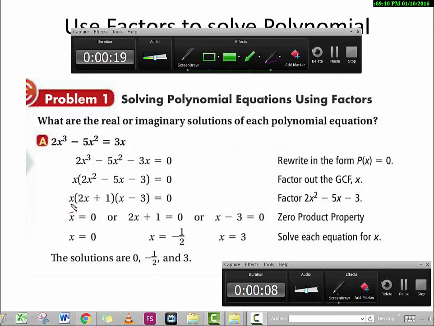So after we do the factoring, we have three factors: the first factor, the second factor here, and the third factor of the polynomial function. By using the zero product property, we can set each factor equal to 0, and then we solve for x. And these are the solutions.